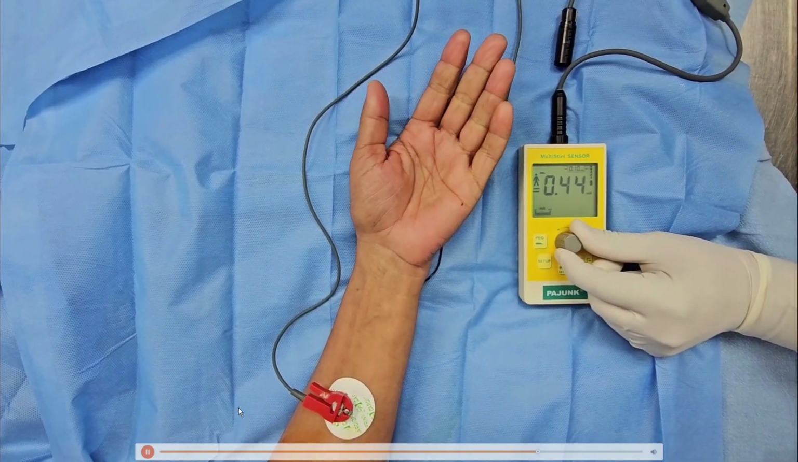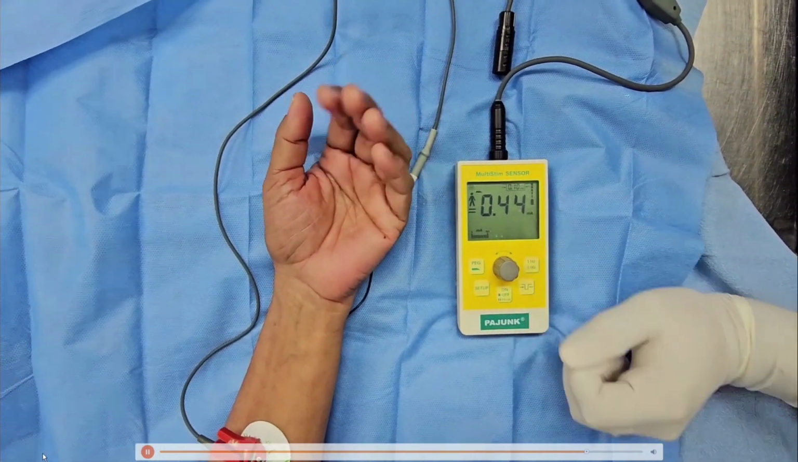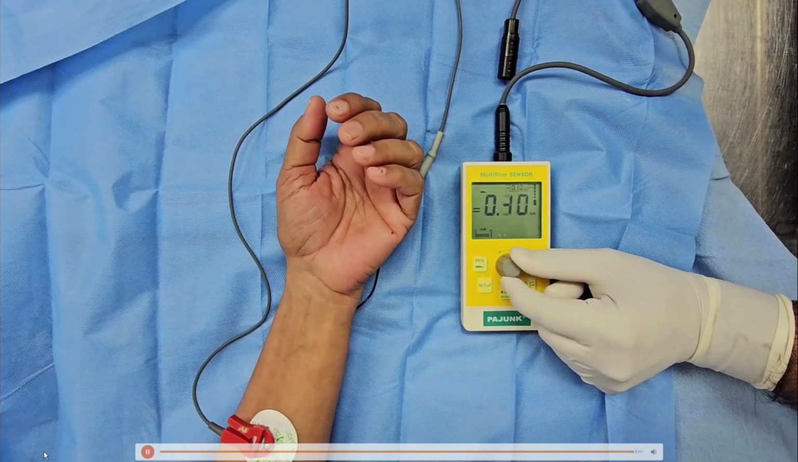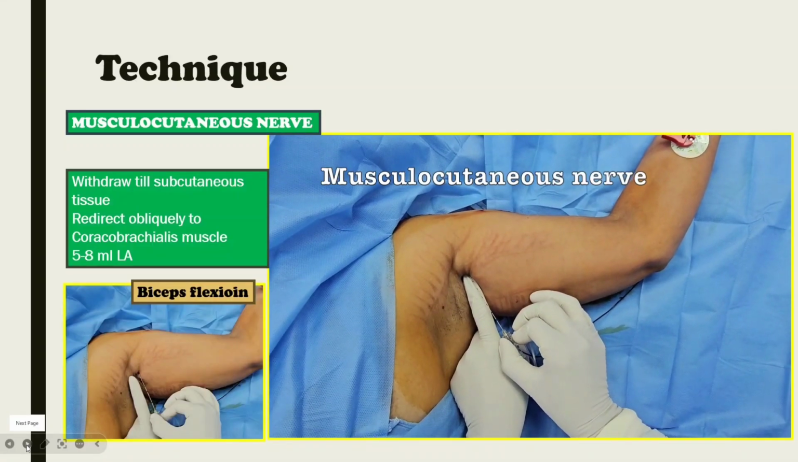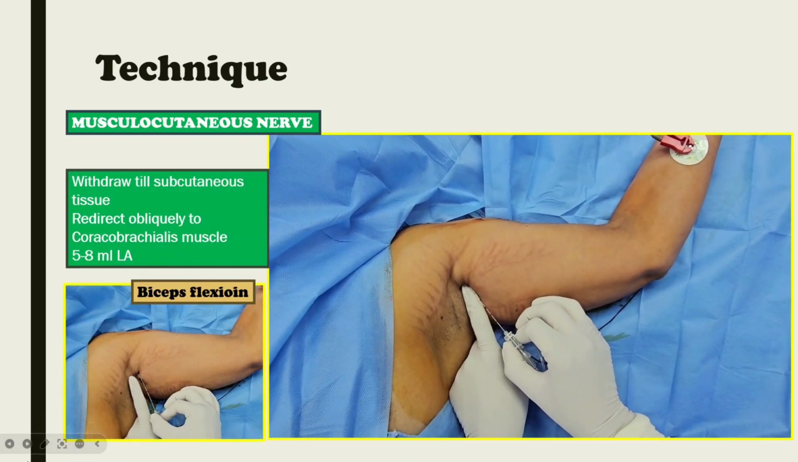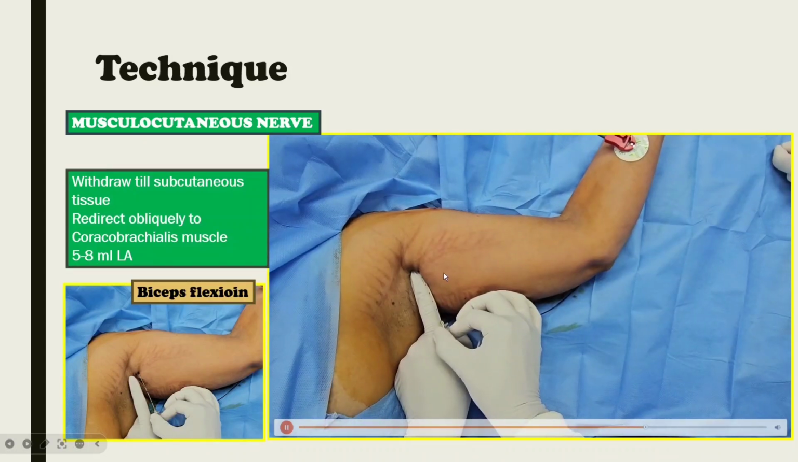Then slowly decrease the current until there is no motor response below 0.5 or 0.3 milliampere, and then you deposit the drug after aspiration. Again withdraw the needle a bit and then target the needle toward the ipsilateral shoulder, at around 30 or 45 degrees. In that case you have to look for the biceps contractions.